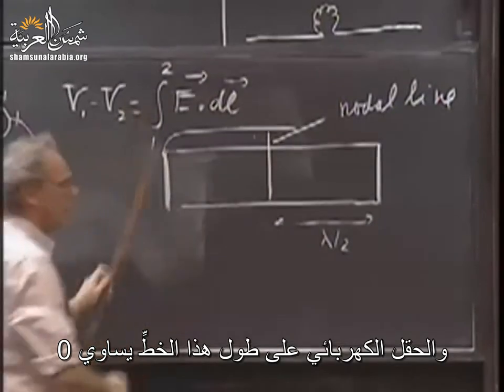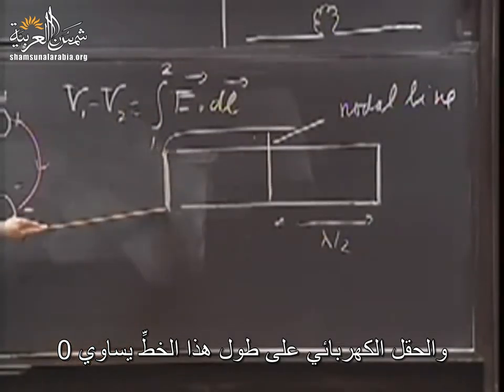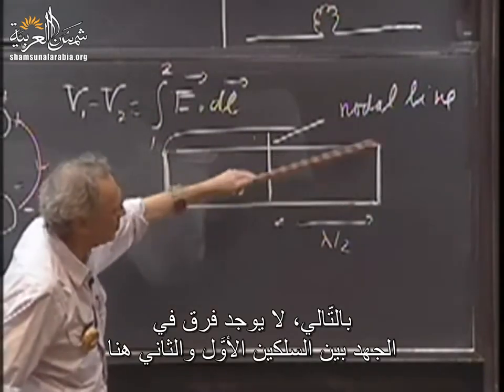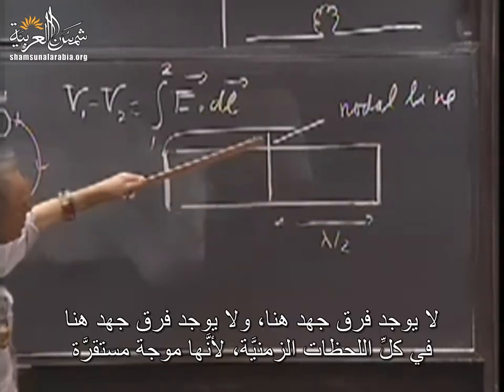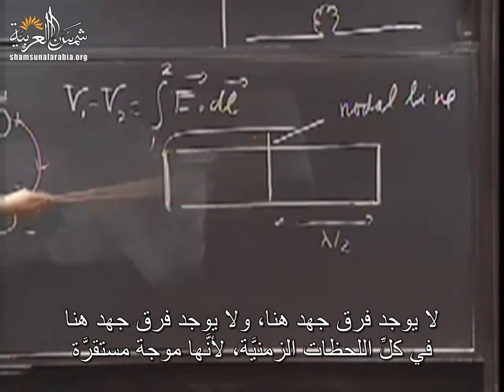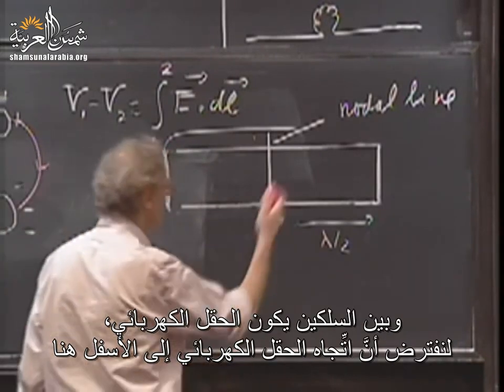And the electric field here, along this line, is everywhere 0. So there is no potential difference between wire 1 and 2 here. There is no potential difference here, and no potential difference here at all moments in time, because it's a standing wave. And in between, you see the electric field.